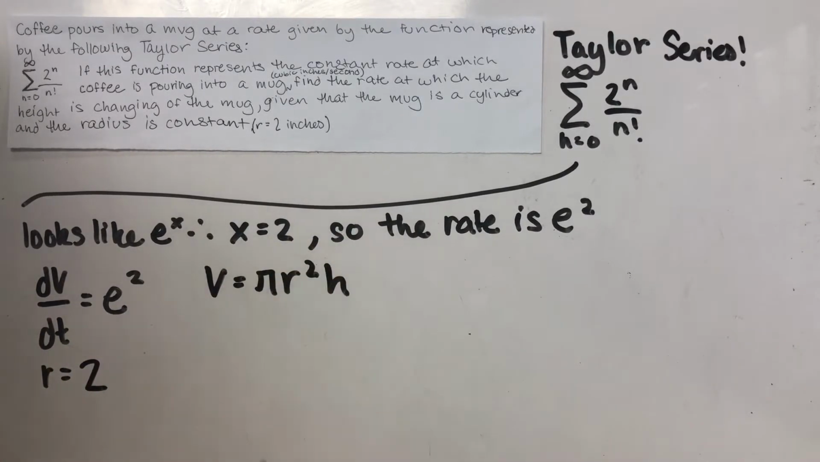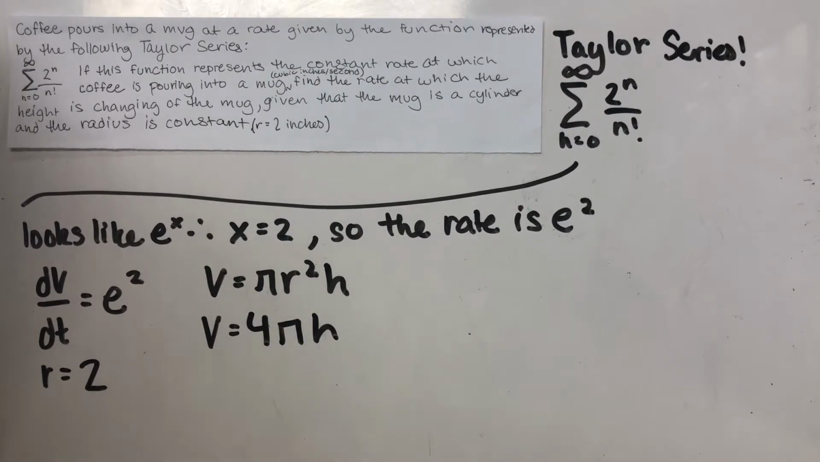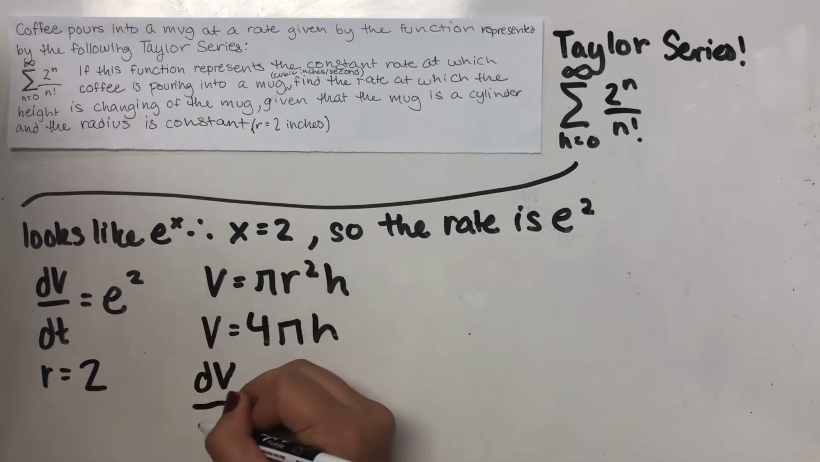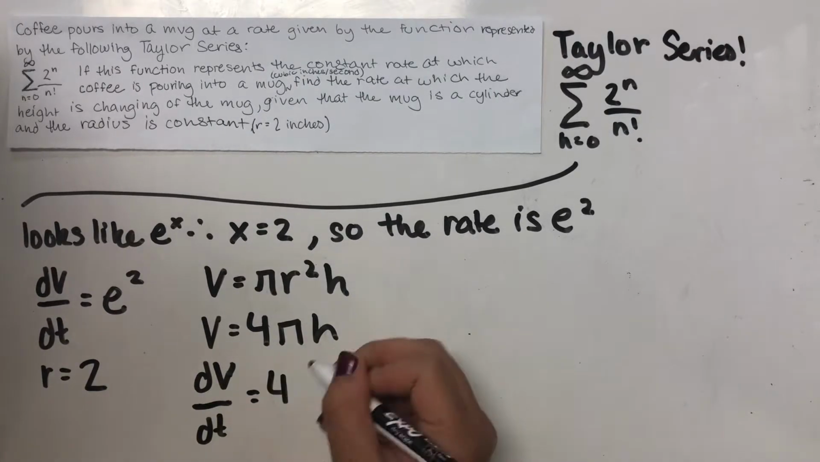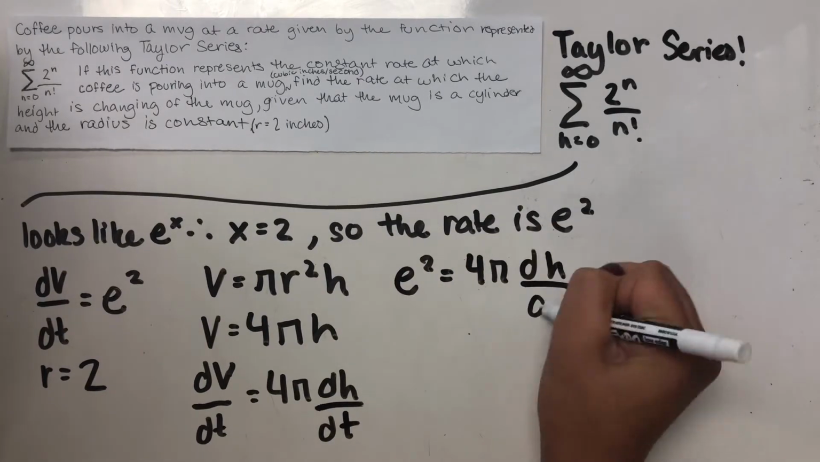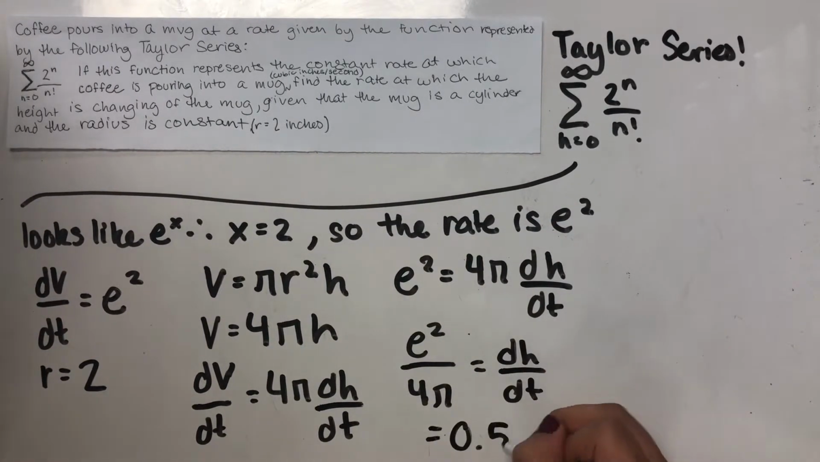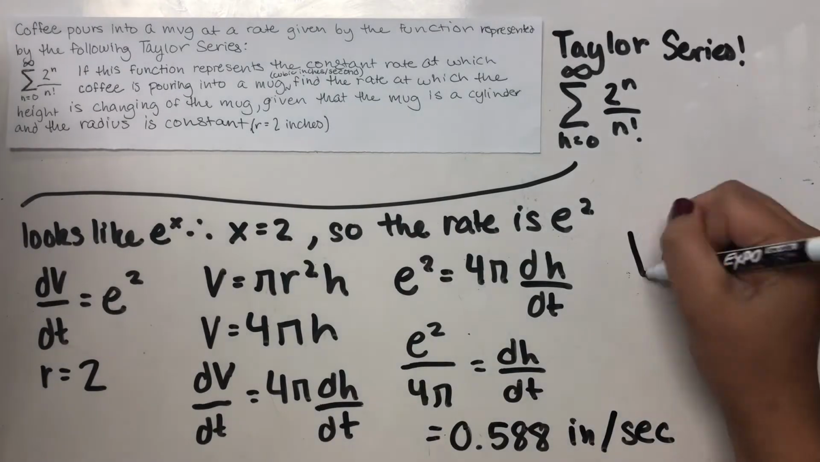The equation for volume is pi r squared h, but we can plug in 2 for the radius and simplify a bit. Differentiate both sides. Plug in e squared for dV/dt and then isolate dh/dt to find the answer, which is 0.588 inches per second.